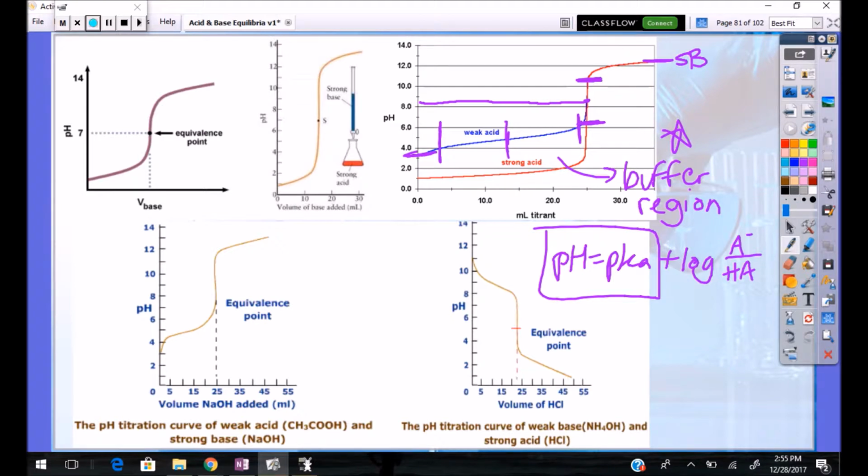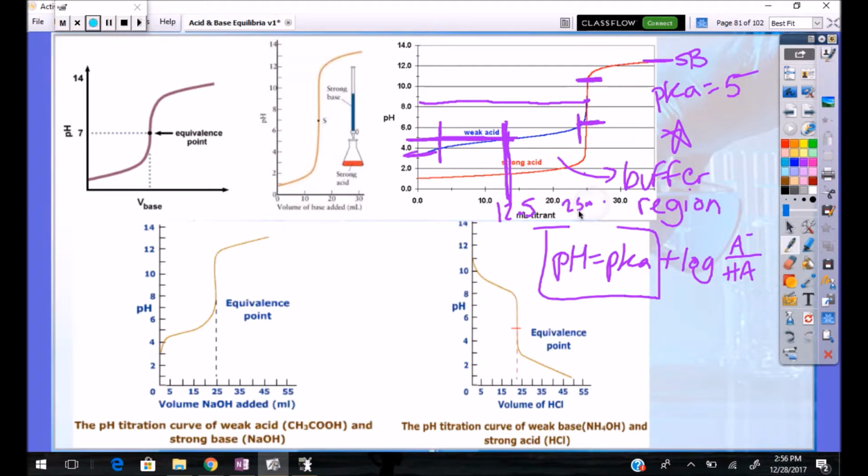So if we estimated our volume here, our volume is 25 milliliters at the equivalence point. Half of 25 would be 12.5, and right here, 12.5 is our half. So we could find our pH right there. Our pH is at 5. We could say our pKa is equal to 5 here. That's just based off of looking at the graph.